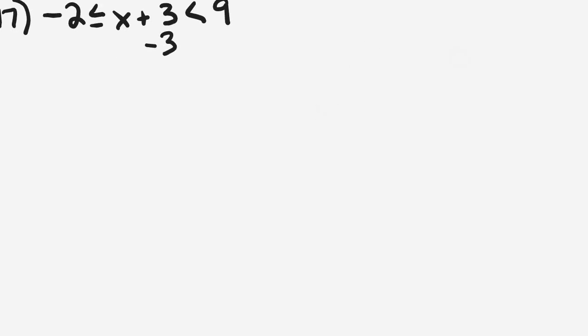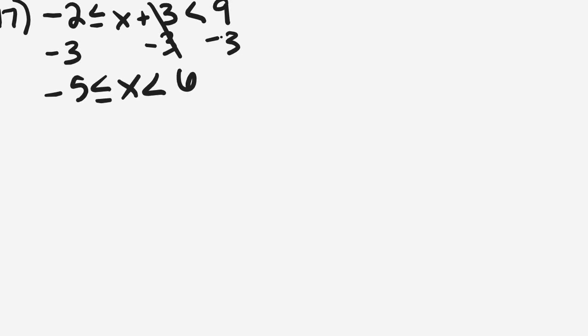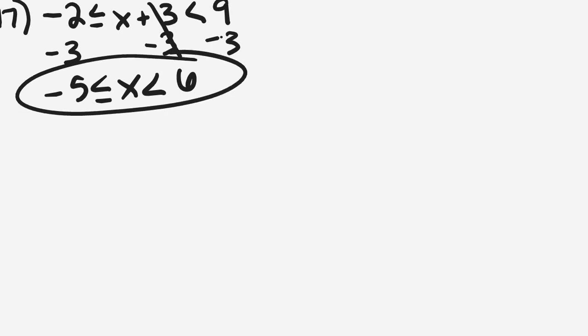Number 17, we have negative 2 less than or equal to x plus 3 less than 9. All right, remember we want that x to be by himself in the middle between the alligators. So we got to get rid of that 3: minus 3, minus 3 and minus 3. What you do to one side, you have to do to the other two sides. So those go away. We have negative 2 and negative 3, which is negative 5. And then we have 9 minus 3, which is 6. And that's it. That's your answer.